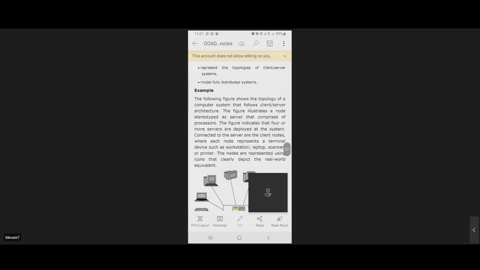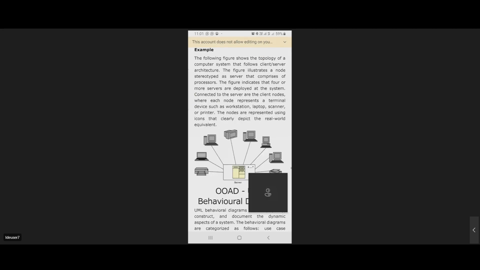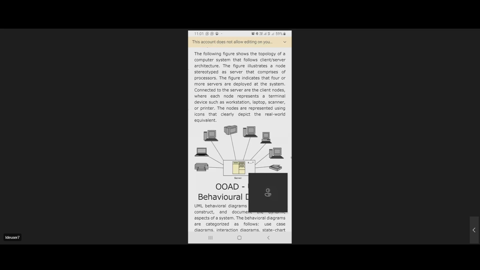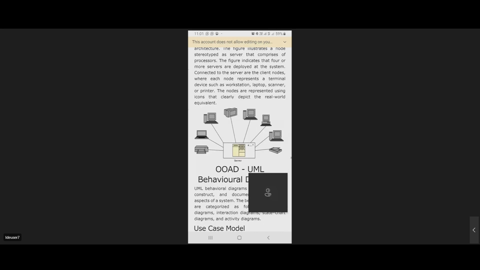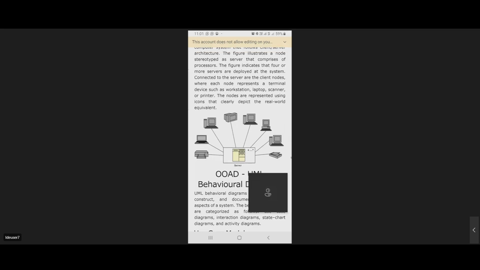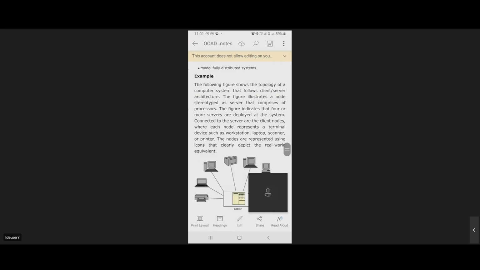This figure illustrates a node stereotyped as a server that comprises processes. The figure indicates that four or more servers are deployed in the system, connected to the server or the client nodes, where each node represents a terminal device, such as a workstation, laptop, scanner, or printer. The nodes are represented using icons that clearly depict the real-world equivalent. This is a deployment diagram.